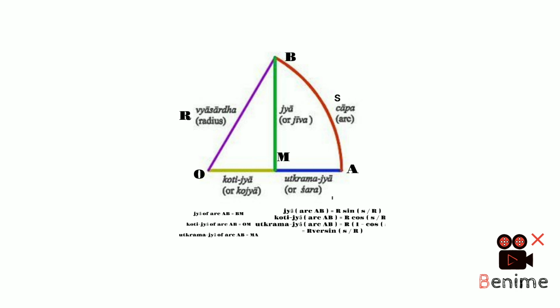So sine is ja by vyasartha or radius, and cosine is of course kotija by vyasartha. That is how they compute the trigonometric values.